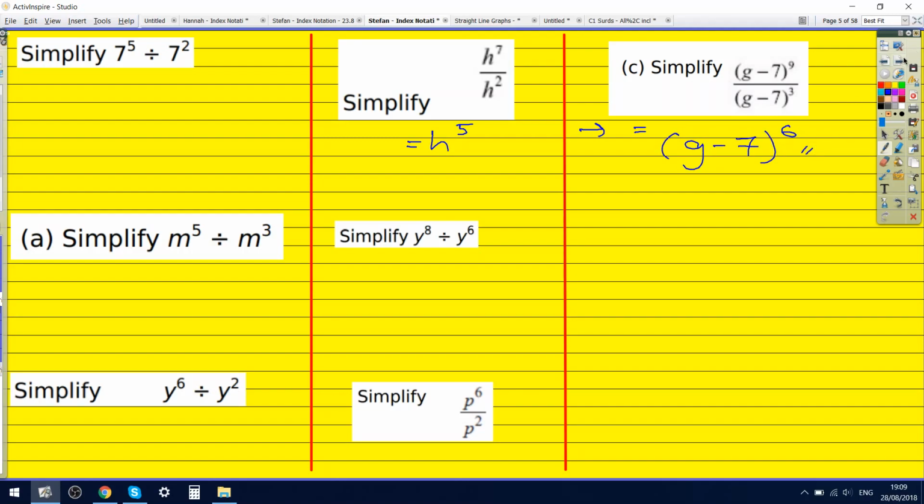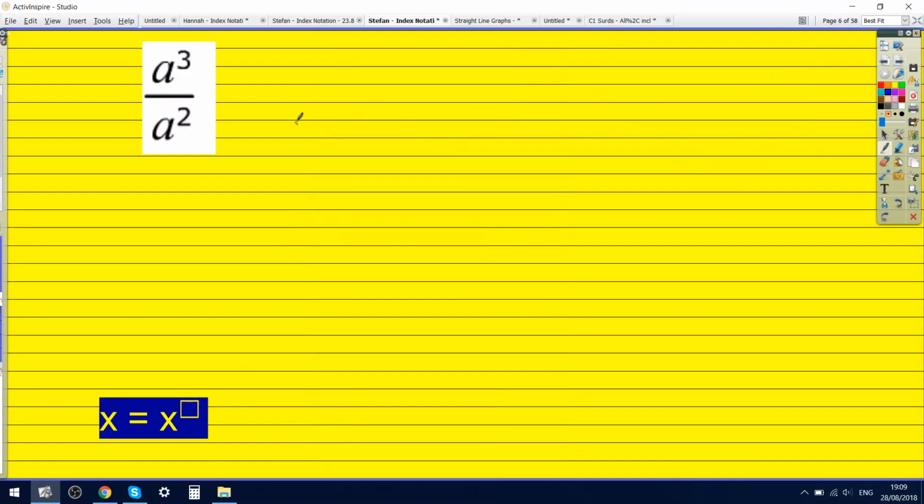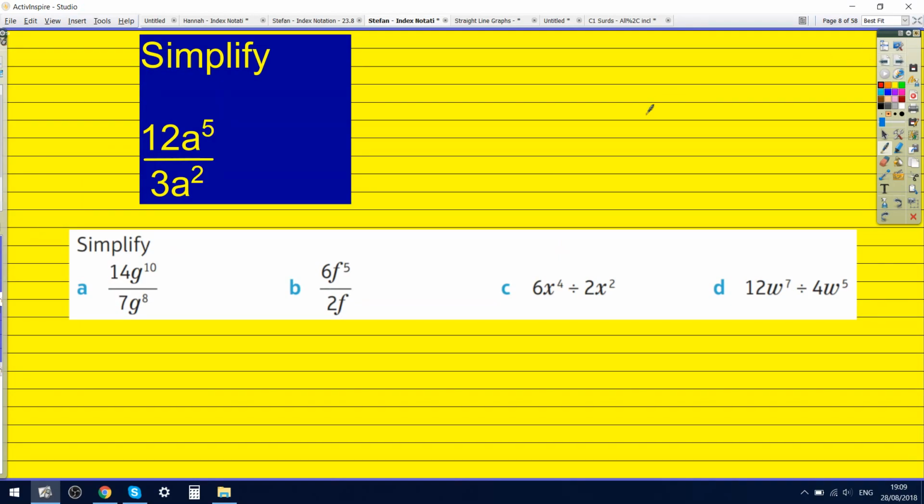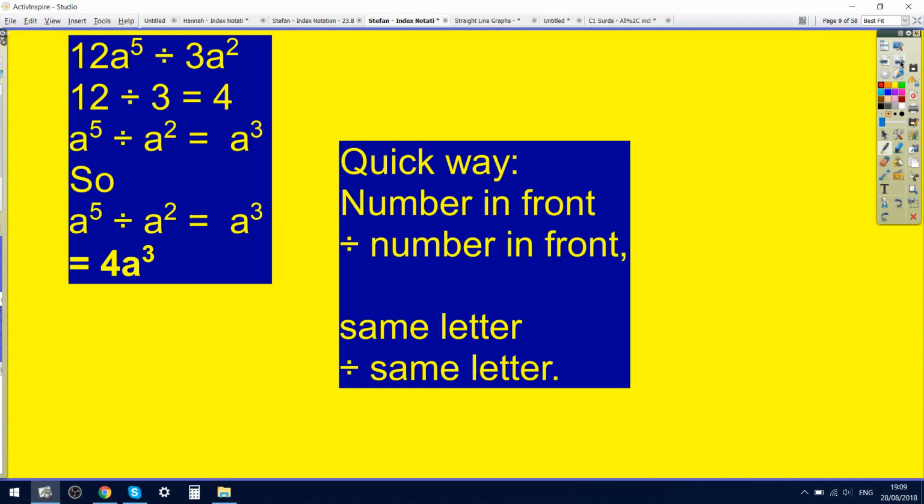Well done. How about this? Yeah, and so x by itself is the same as x to the power of? That's fine. How about this one? And how about C? Yeah, so it's just one is written as a fraction, one is written as divided by.